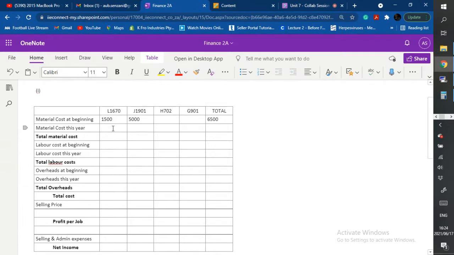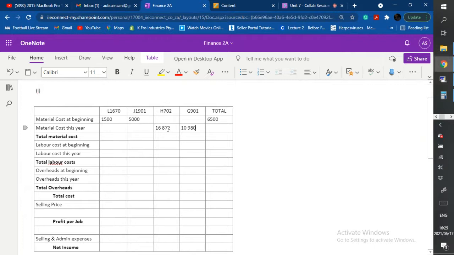Material cost this year. Okay, then we look at that first table there for direct materials. Here you're going to have, for L1670, there's nothing. So just going to leave that blank. Here there's also nothing for J1901. For H, we have 16,872. Okay, and here we have 10,980. Okay, why don't I have B here? Okay, because that wasn't a completed job.